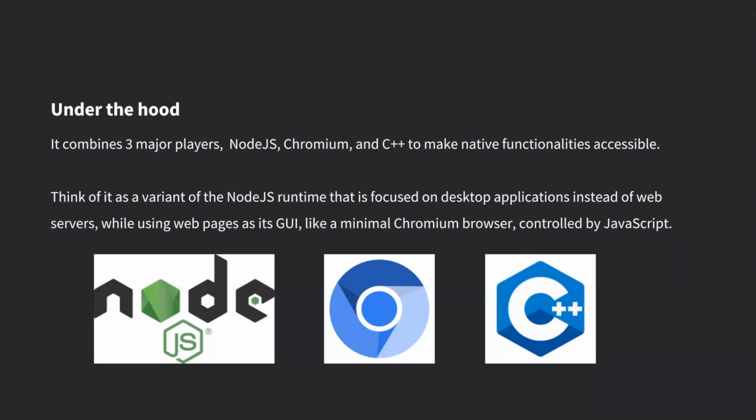So under the hood, the way Electron works, it's basically with three major players. It runs under Node. It has the Chromium browser that powers all the visual part of the graphic user interface. And it uses a small component of C++ for native functionality that needs to be developed for the app.